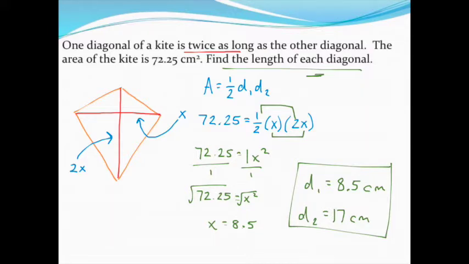If I want to check it though, these are very easy to check and quick too, so you might as well do a quick check on it. Just plug those numbers into your formula and make sure that 1/2 times 8.5 times 17 does get you an area of 72.25.